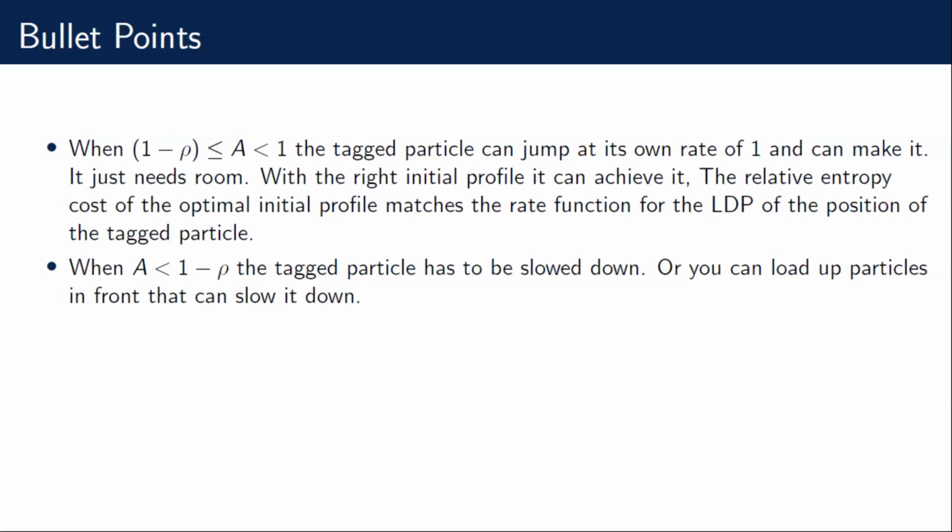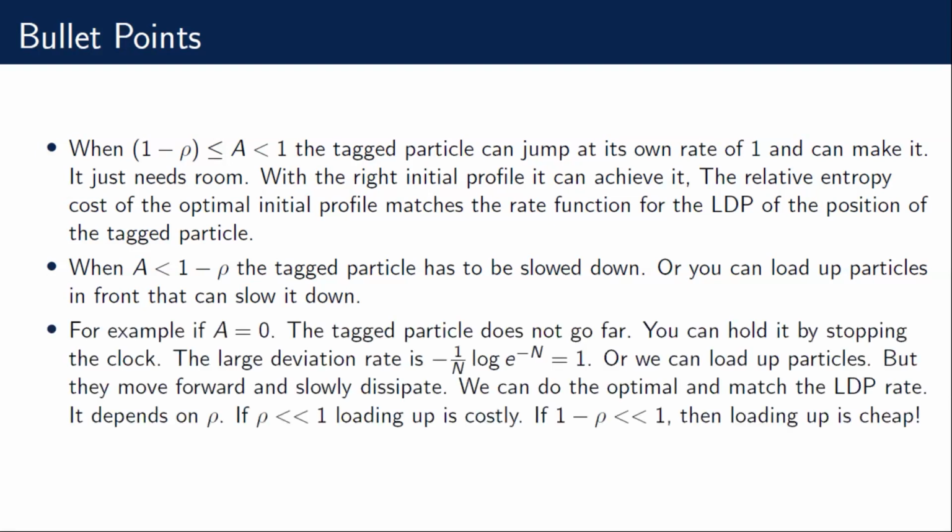If rho is nearly 1, it doesn't cost much to fill it up. But if rho is very small, then to make it come up to nearly 1 is very expensive. So the entropy cost will depend on rho, and that will decide which is really the one that's effective here. So that's how you figure out what are the causes of these large deviations. So the case when rho is small and rho is nearly 1 are definitely to be treated differently.